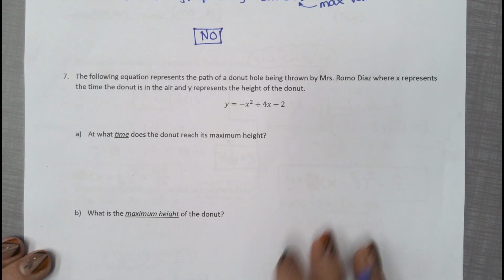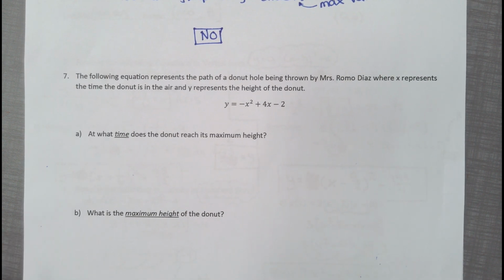Our final question. The following equation represents a path of a donut hole that is being thrown by Mr. Amadeus, where x represents the time the donut is in the air and y represents the height of the donut. At what time does the donut reach its maximum height?